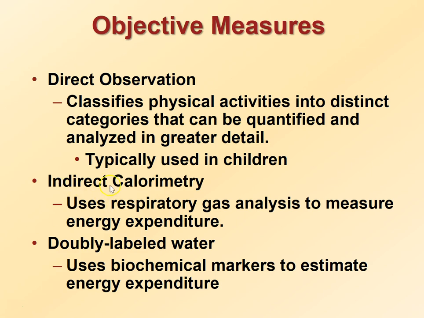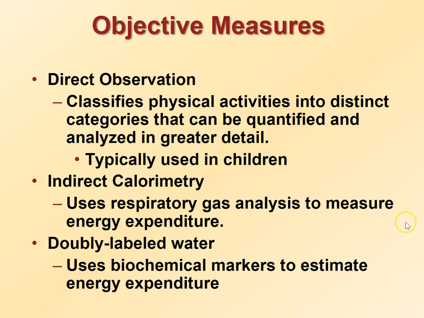Indirect calorimetry measures oxygen consumption and carbon dioxide production over short or long periods of time. For short durations, participants wear a face mask during rest and/or exercise. For longer durations, individuals are confined to a metabolic chamber. Doubly labeled water is a biochemical procedure that estimates energy expenditure through the use of markers that reflect the rate of metabolism in the body.